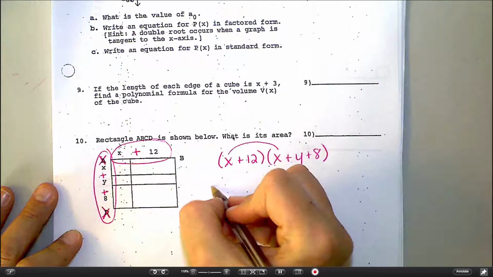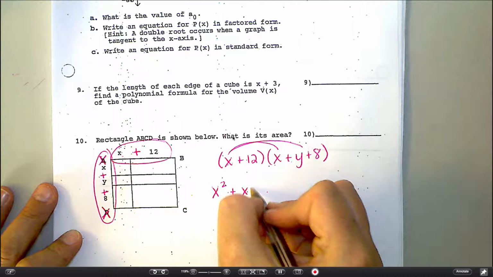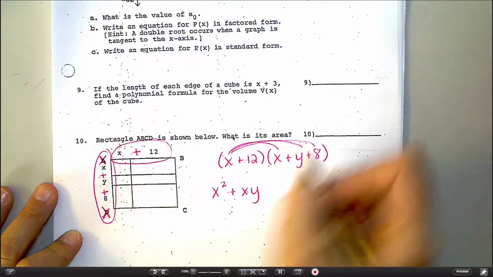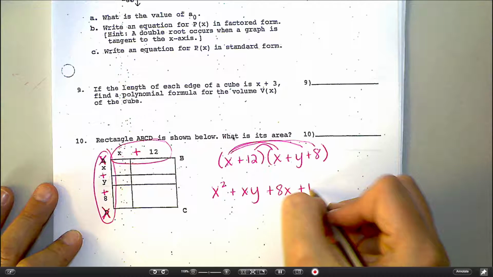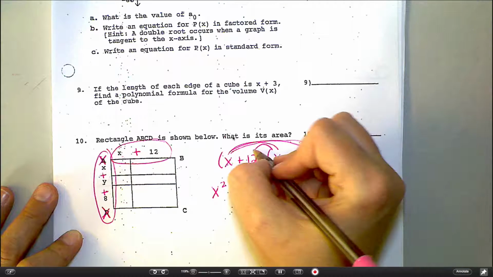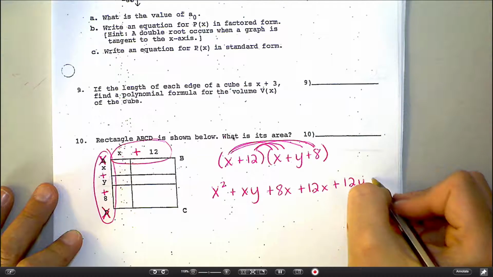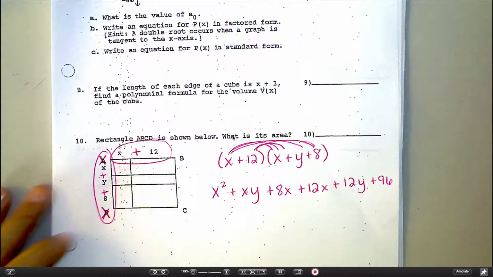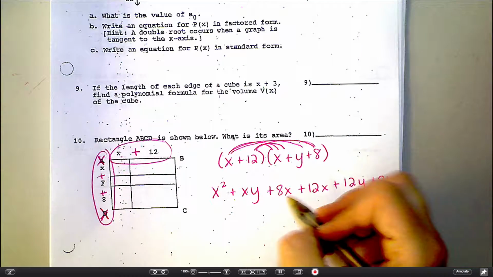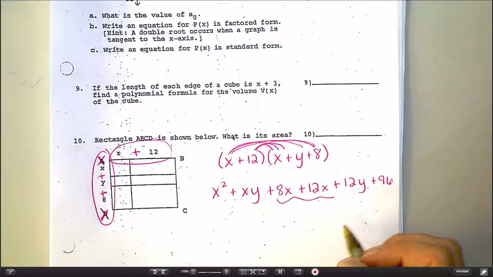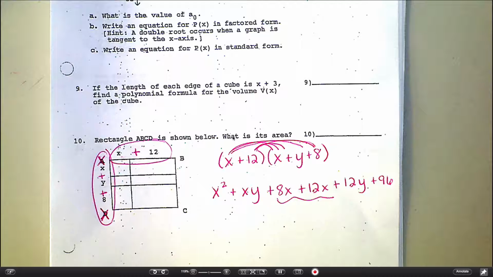So that would be an x squared. This would be an xy. This would be an 8x. This would be a 12x. Next one would be a 12y, and then 12 times 8 is 96. And in all of that, what's the only things that can combine? Yeah, I've got an 8x and a 12x that could combine to make a 20x. Everything else, your final answer is just going to be messy like this. Okay?